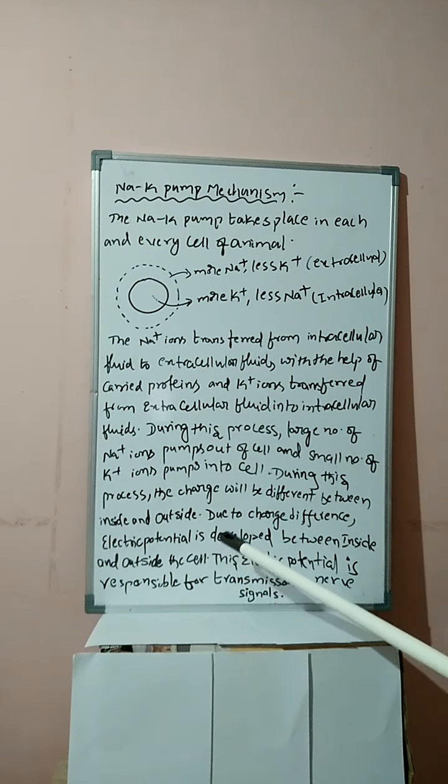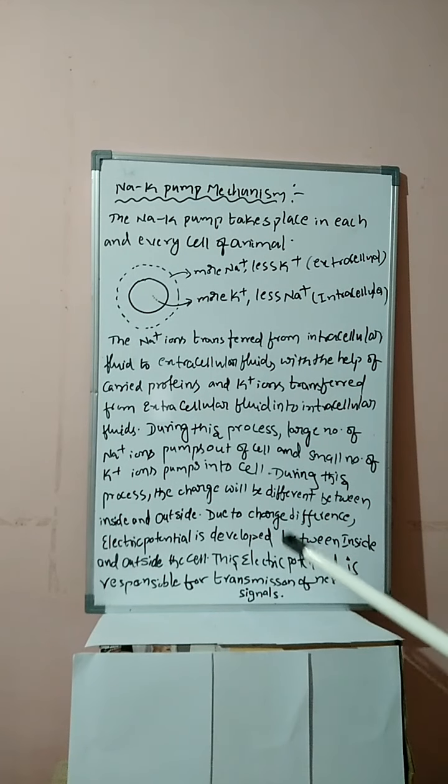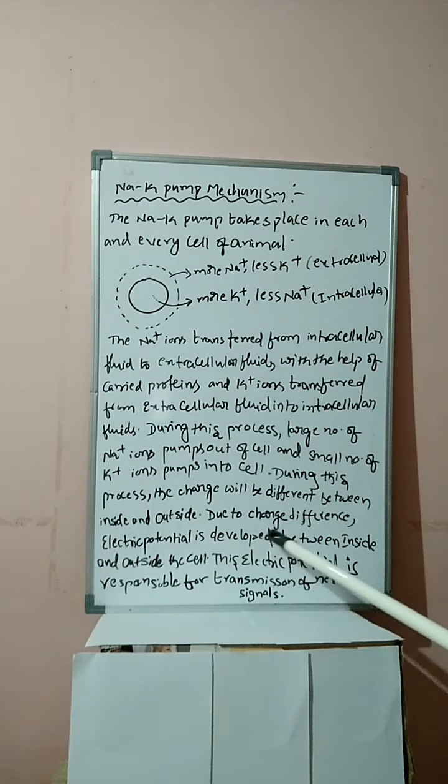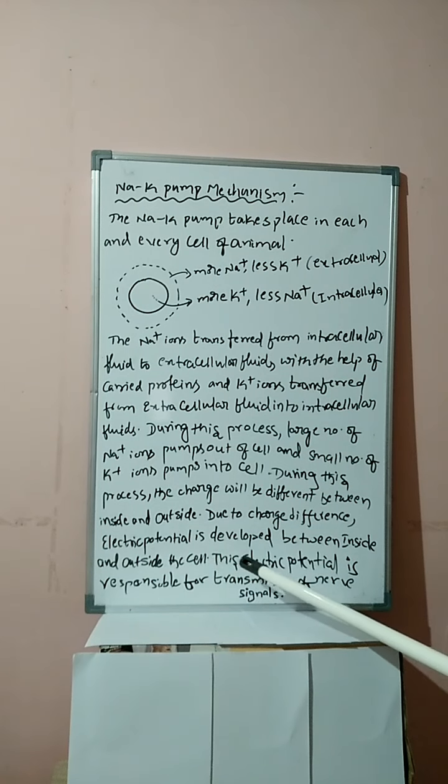Electric potential means electric current. That electric current, we know, is the flow of electrons, how fast the information will be passed, how fast the electrons are moving from one place to another. If we turn on the switch, immediately the bulb will glow because of that fast flow of electrons. Here also electric potential is developed between inside and outside the cell. The electric potential is responsible for the transmission of the nerve signal. If we see a snake, we immediately run because electric potential is developed immediately and is responsible for the transmission of the nerve signal.